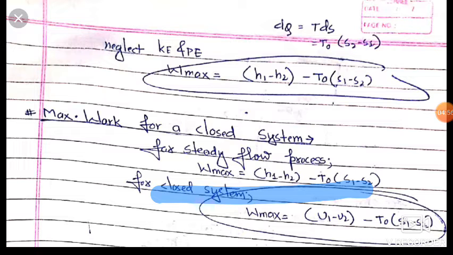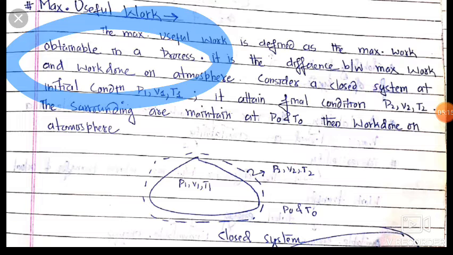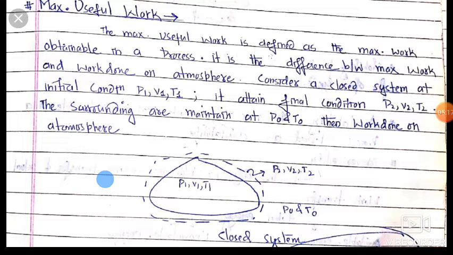Now my dear friends, we will move to our next topic, which is maximum useful work. Dear friends, what is maximum useful work? The maximum useful work is defined as the maximum work obtainable in the process. How much maximum work is obtained from the process is called maximum useful work. It is the difference between maximum work and work done on atmosphere.